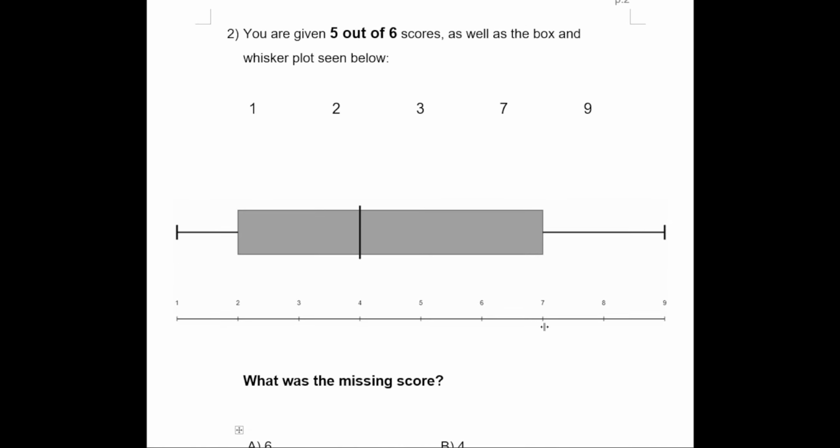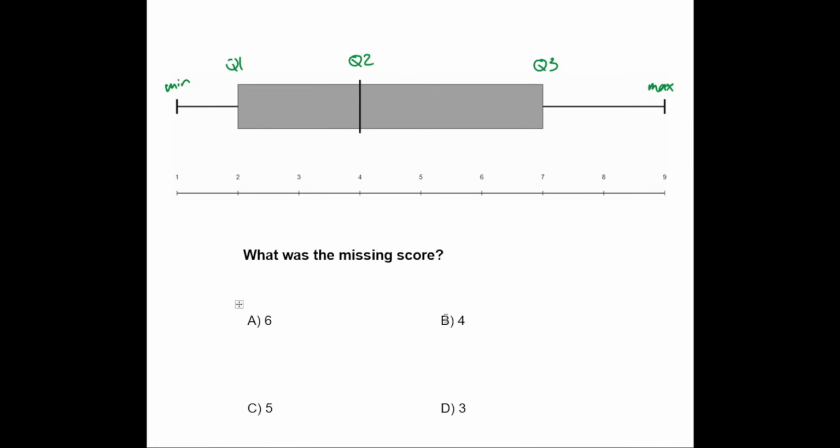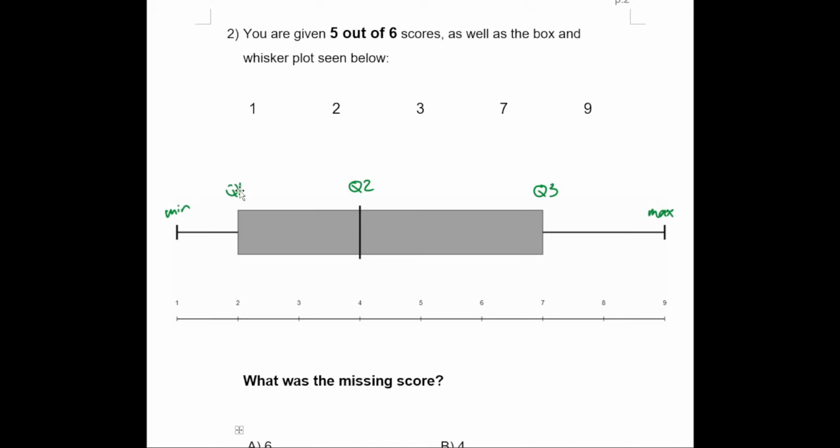So very important, okay? Don't just look at this and go, oh yeah, min, max, Q1, Q2, Q3, and go, oh, well, Q2 is 4, and 4 is not here, and so the missing value is 4, so I'm going to circle B. Okay, don't do that, okay? Because Q1, Q2, and Q3 are not guaranteed to be one of my data points. It's not guaranteed to be somewhere in my list, okay?